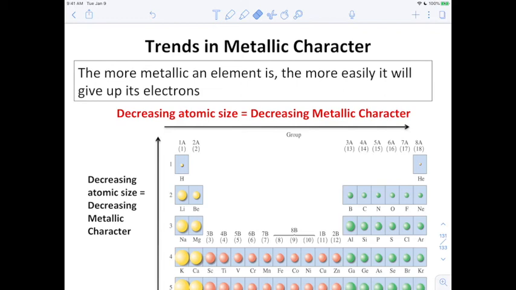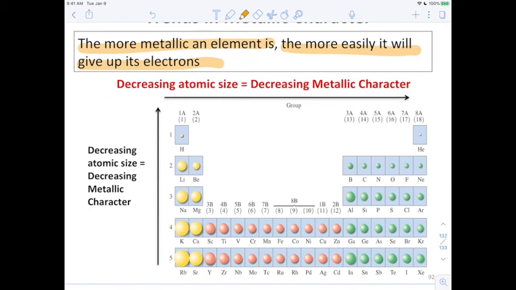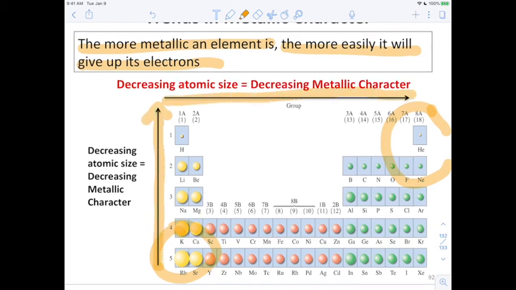And here we say that the more metallic the element is, the more easily it will give up its electrons. So it's kind of a weird definition. The idea of something that's metallic is something that is very generous. It's giving its electrons very easily. And so here I've related it to size. Up in the upper right-hand corner, you know that those are your nonmetals. They are not metallic at all. And down here near real big, these are extremely metallic. So my arrows going up and to the right go towards a decreasing metallic character.